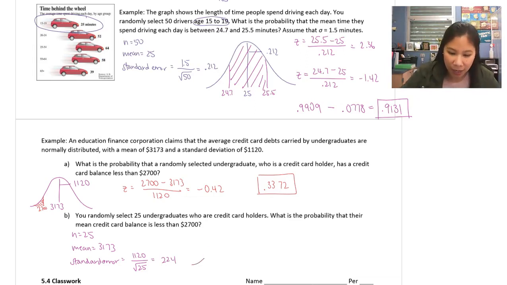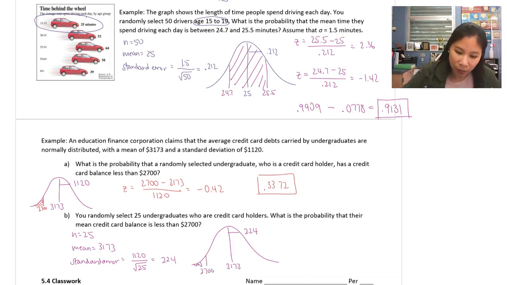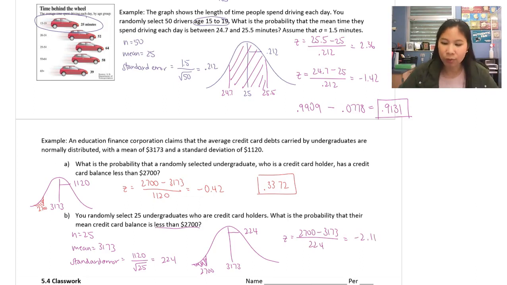Okay, so this time, my picture's still gonna pretty much look the same. My mean is the same, my standard error is now 224, but I'm still looking for less than $2,700. So I'm still shading the same direction and everything. So this time when I find my z-score, I just have a different number for the bottom of the fraction. And when I do that, I end up with negative 2.11. In the table, a z-score of negative 2.11 ends up with a percentage of 0.0174, or 1.74%.